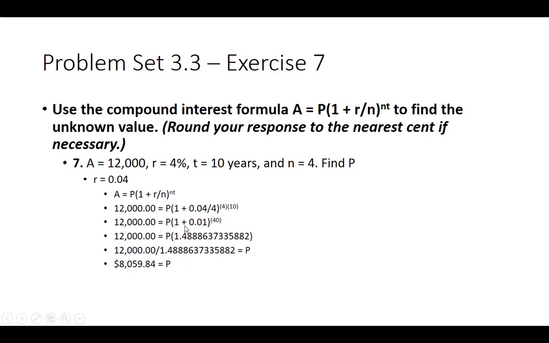Add 1 to that, and you get 1.01. Raise that to the 40th power, and you get 1.4888637335882, and probably some more digits. Keep as much as you can. Either write it down or store it in the calculator, because our next step is to divide both sides by that string. 12,000 divided by that is $8,059.84 after rounding to the nearest cent.